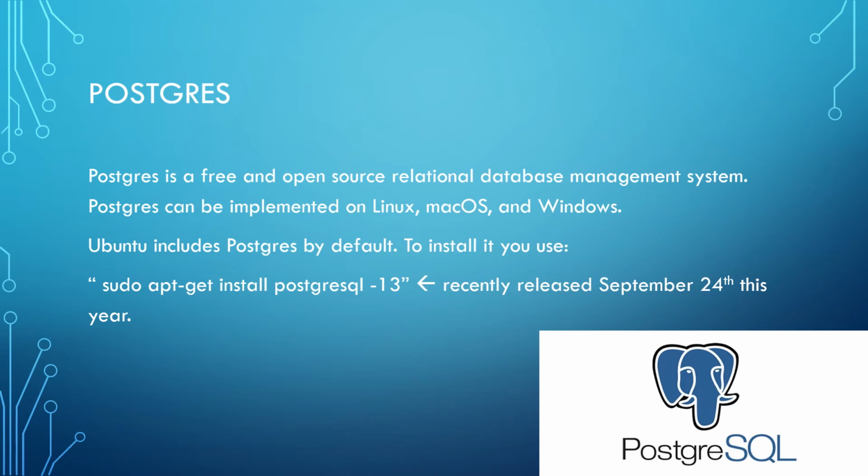The way you install it is down below in the quotations: sudo apt-get install postgresql. That's the real name for it, but Postgres is a nickname. Then -13. Usually the instructions say you use 12, but since 13 was recently released September 24th this year, I would go ahead and try to use 13. Ubuntu already includes Postgres by default. You just have to install it.